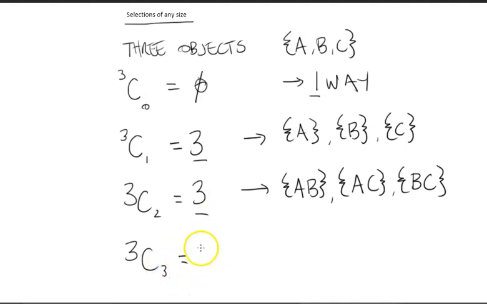Well, obviously this is just going to be one way, and that pertains to A, B, and C. And then again, using logic, if you had a certain amount of objects and you wanted to choose all of them, if it was 4, choose 4, or 5, choose 5, this is always going to be 1. Okay, so you'll notice that 3 choose 0 and 3 choose 3 are always going to be 1.